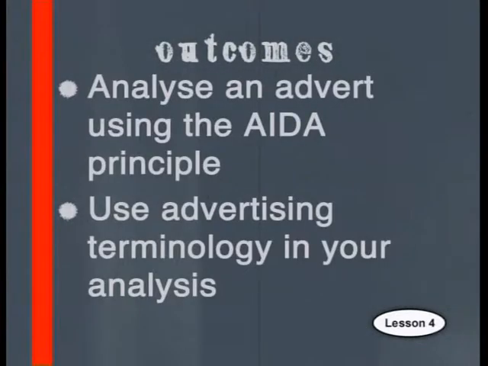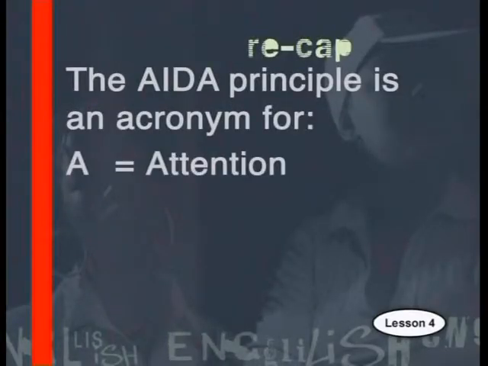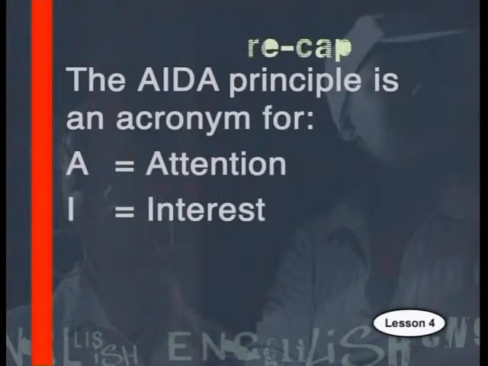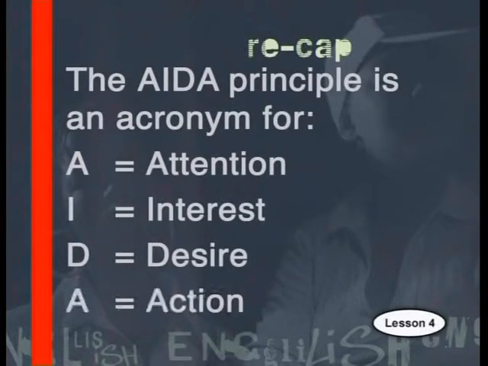By the end of this lesson, you should be able to analyze an advert using the AIDA principle, and use advertising terminology in your analysis. In the previous lesson, we learned that adverts often follow the AIDA principle. The acronym AIDA helps us to remember that adverts need to follow 4 steps to be successful. For an advert to be successful, it must attract attention, it must create interest, it must create desire, and it must cause the viewer to take action. Now, let's compare the Liberty Taxi ad with another advert from the same series.